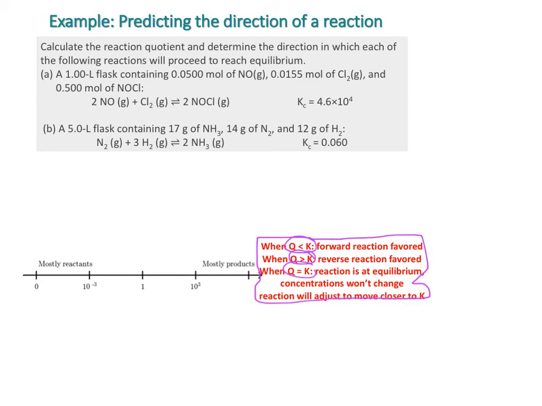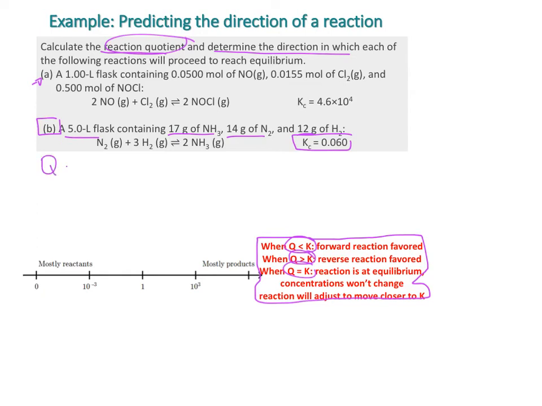So in these problems, we're going to calculate the reaction quotient and then determine the direction. Notice that in both of these, I'm actually only going to do B because I did A in the problem solving session. So if you want to see how we solve that, go to that recording. But for B, notice that we are given the equilibrium constant. So we have K. What we need to calculate is QC. So in a 5-liter flask containing 17 grams of ammonia and 14 grams of nitrogen and 12 grams of hydrogen, we need to find this reaction quotient.